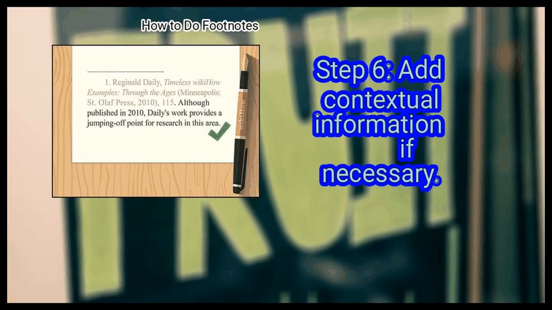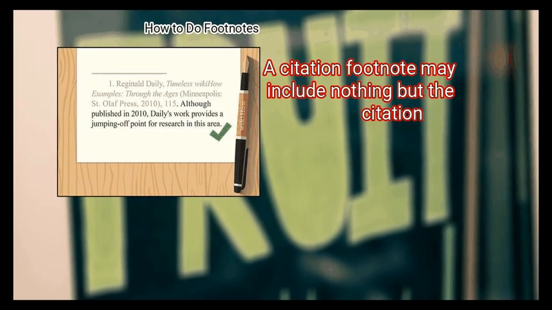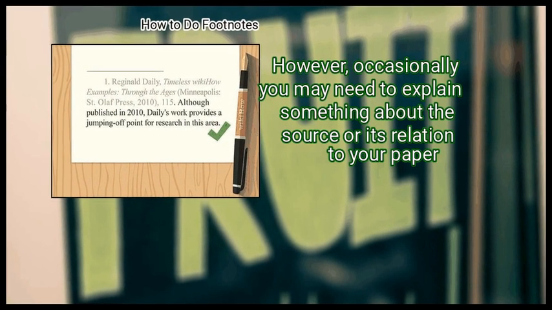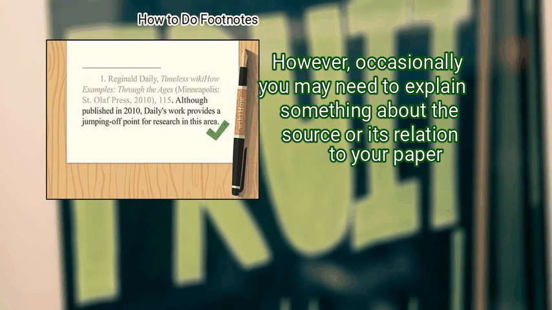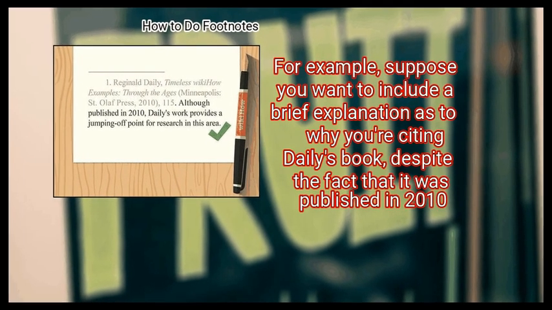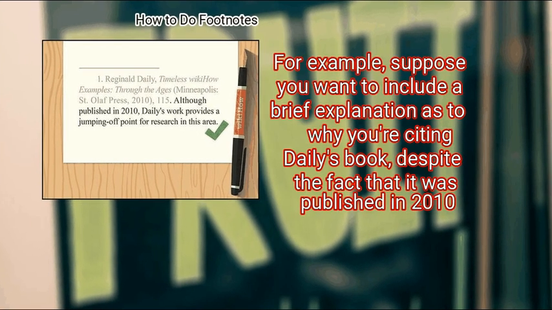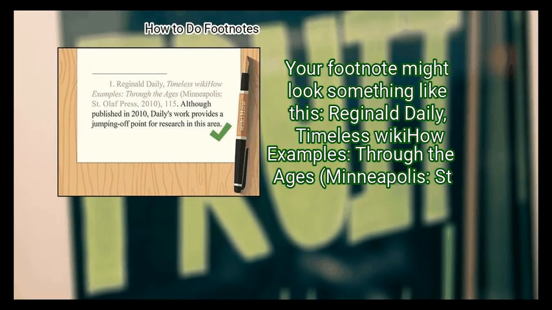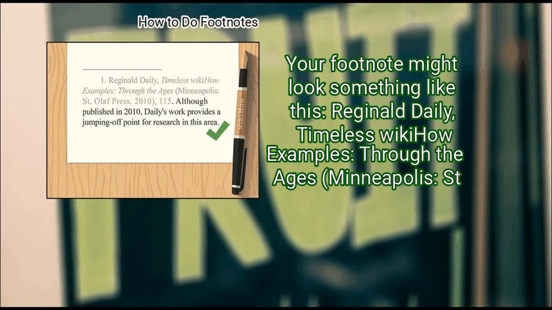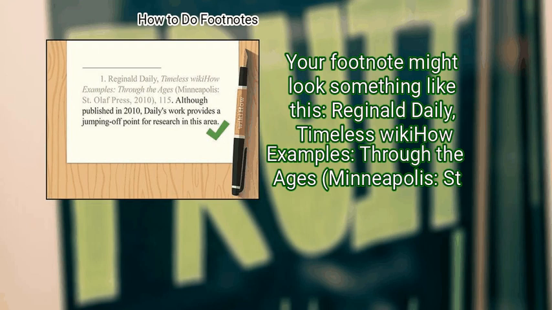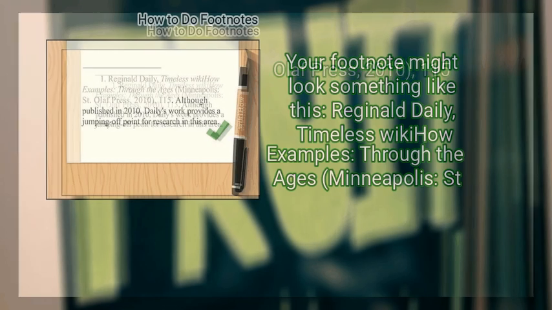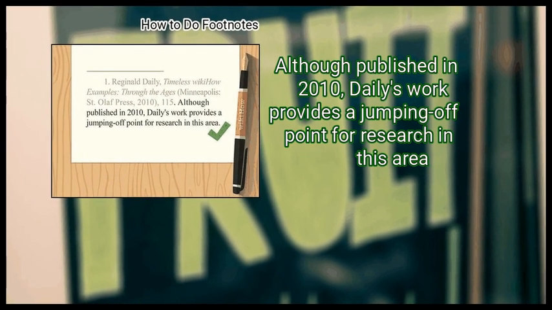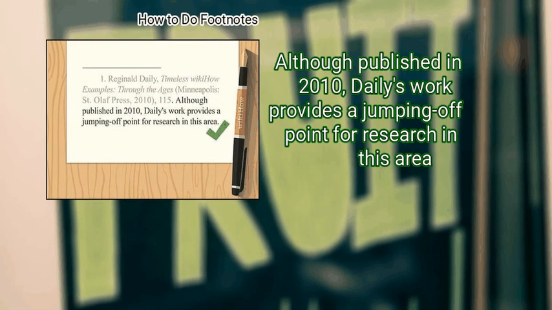Finally, add contextual information if necessary. A citation footnote may include nothing but the citation. However, occasionally you may need to explain something about the source or its relation to your paper. For example, suppose you want to include a brief explanation as to why you are citing Daly's book, despite the fact that it was published in 2010. Your footnote might look something like this. Reginald Daly, Timeless WikiHow Examples, Through the Ages, Minneapolis, St. Olaf Press, 2010, 115. Although published in 2010, Daly's work provides a jumping-off point for research in this area.